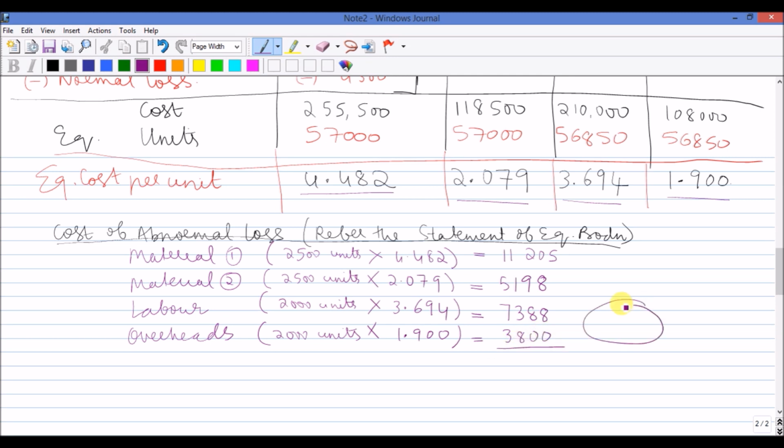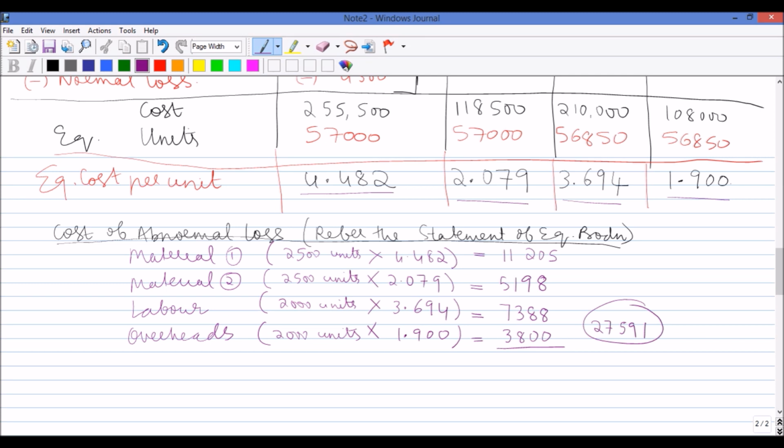I will write the cost here. I'm going to add all this. So 11205 plus 5198 plus 7388 plus 3800. What I'm getting is 27591. Okay, so I've rounded it off. I'm using the calci which I'm rounding it off. One minute, wait.